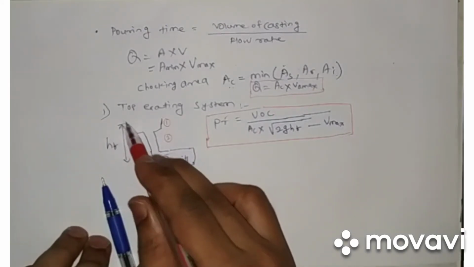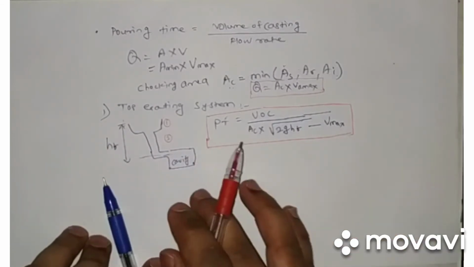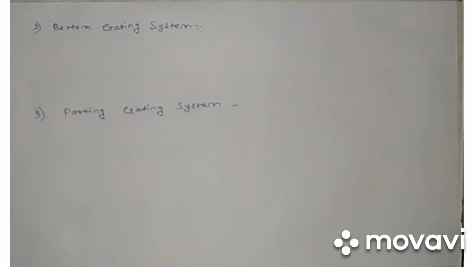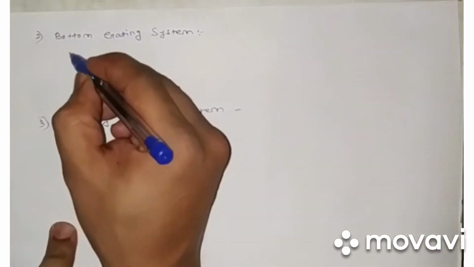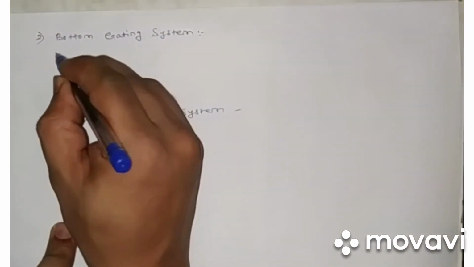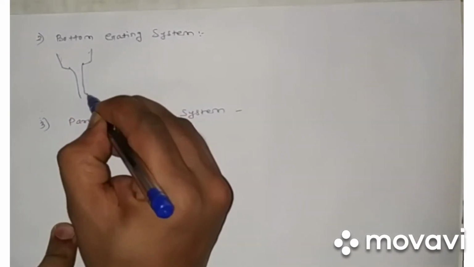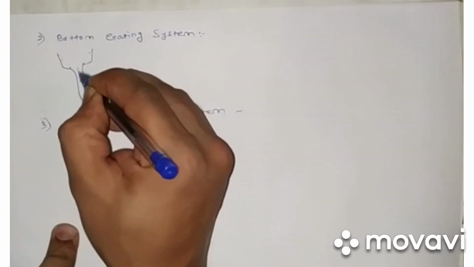The head acting is always HT here, and that's why we get the maximum velocity. Okay, now we will see the bottom gating system. Now the name itself suggests it. So in this case we have a pouring basin and the sprue, and the material is getting filled from the bottom.